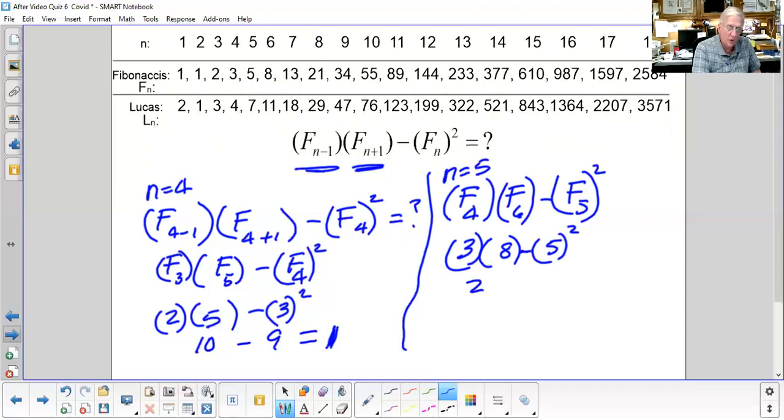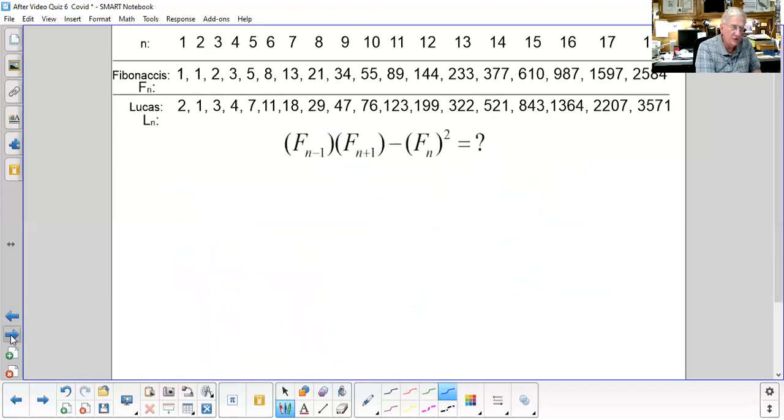So let's see, it's 24 minus 25. Well, what is 24 minus 25? It's negative 1, right? So the first time I got a 1, the second time I got a negative 1, right? All right, let's go on. You've got more room on your sheet. I have to bring up another one.